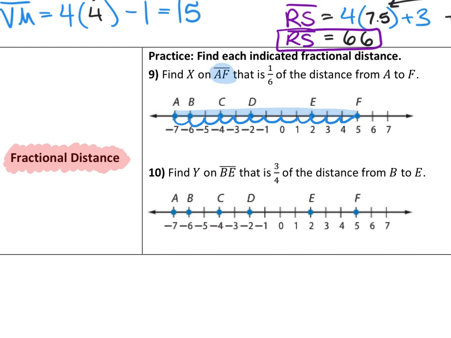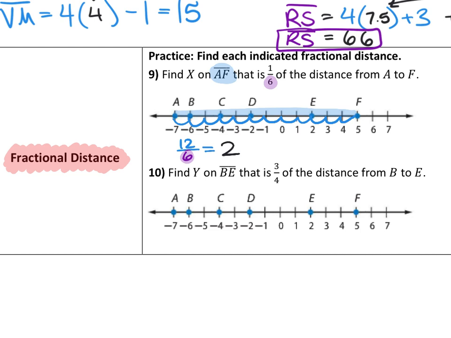I only want to go 1/6 of that distance. So what we would do is we say there was 12 steps to get from A to F. We want to divide that by 6. Why 6? It's the 6th distance. Okay, what is 12 divided by 6? 2. That means every 2 steps, I'm going to create a fractional distance.